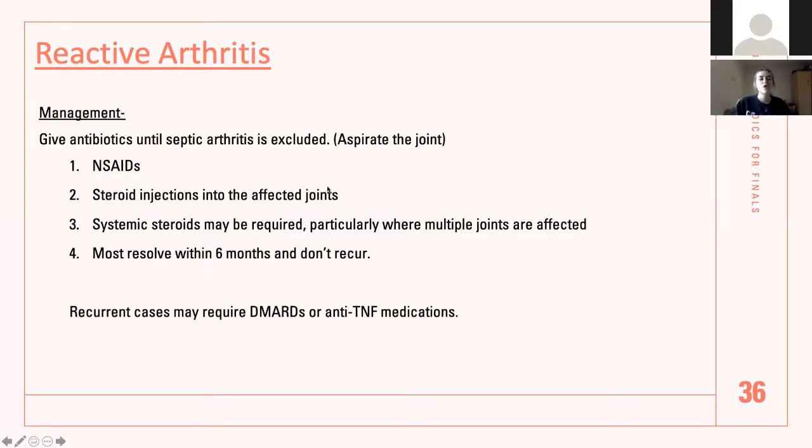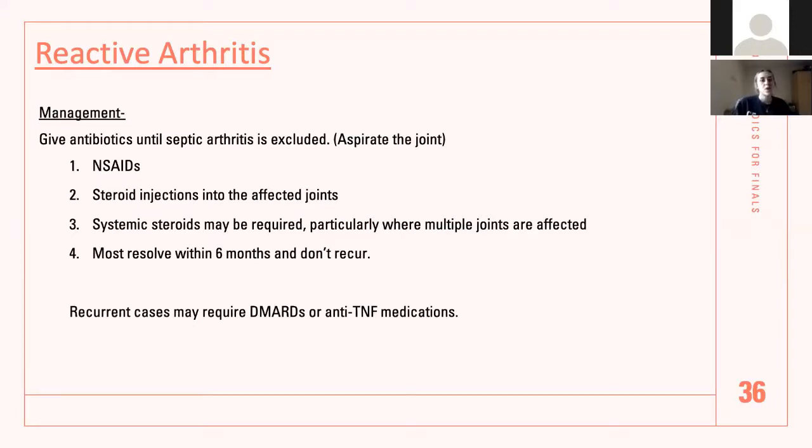So you'd just prescribe them antibiotics straight away until septic arthritis is excluded. So you need to aspirate the joints of these patients to check that it isn't septic arthritis. You'd want to send the sample for gram staining, culture, and also sensitivity testing. The aspirated fluid can also be sent for crystal examination to check for gout and pseudogout as well, because that's another differential diagnosis. So firstly, you prescribe an NSAID.